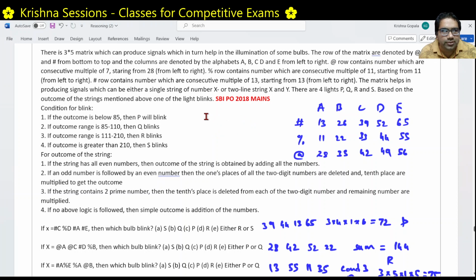This question is a little long, but it is a straightforward question. We just need a little patience here, and these are a few short questions. It is worth 5 marks, so we should get it directly. All 5 questions we can directly solve.